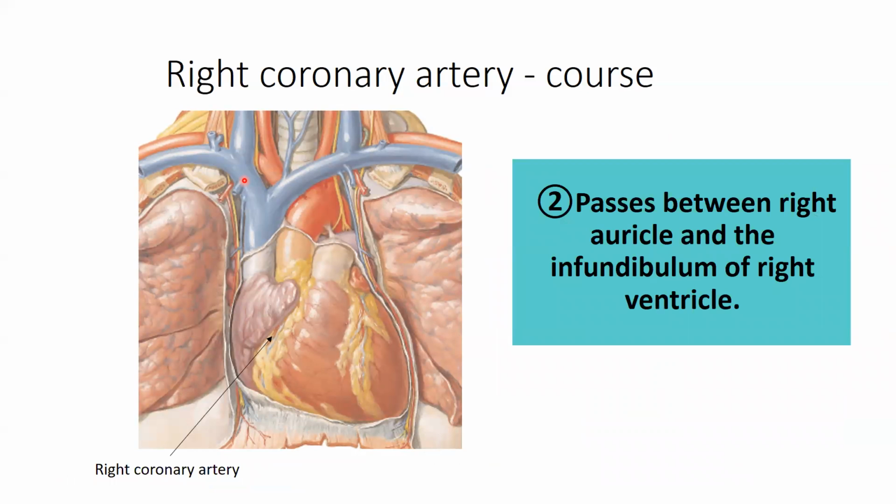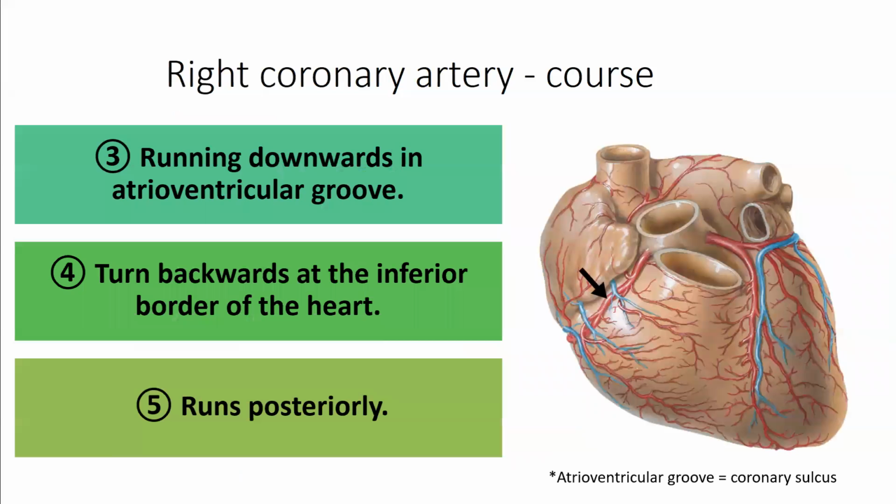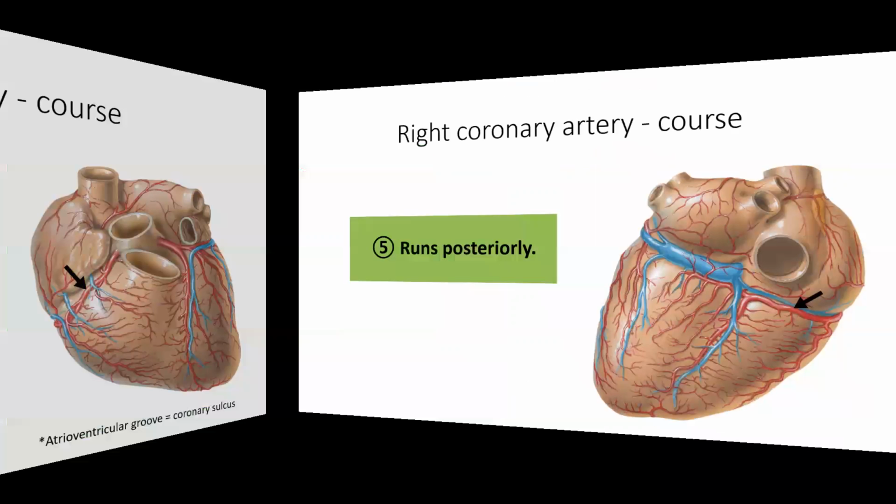After coming out from the anterior aortic sinus, it passes between the right auricle, which is part of the right atrium, and the infundibulum of the right ventricle, in between these two. After that, it runs downwards in the AV groove, the atrioventricular groove, until it reaches its inferior border, and before it runs posteriorly.